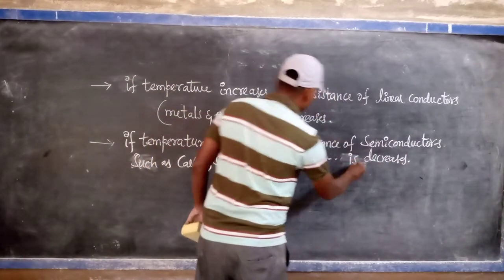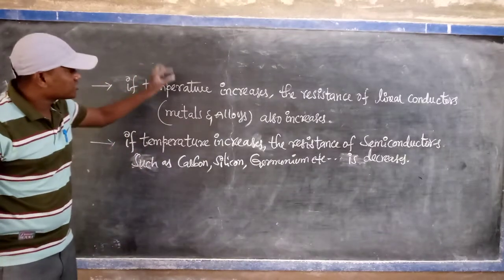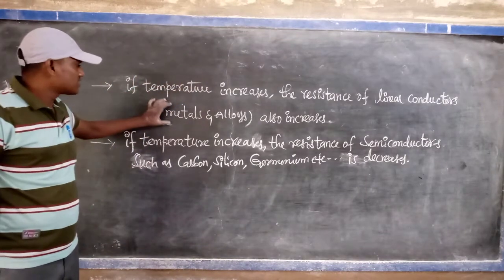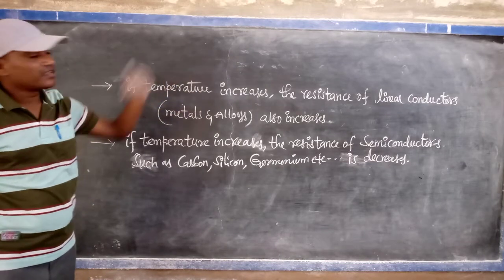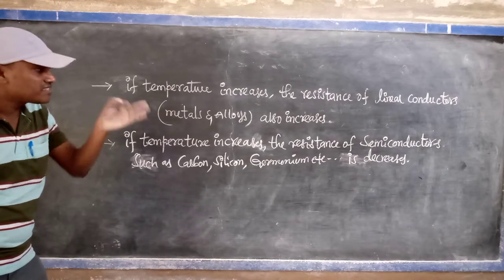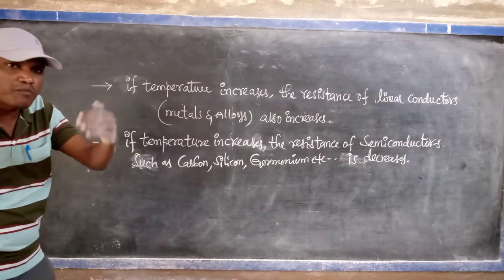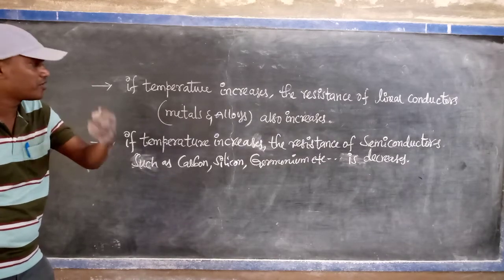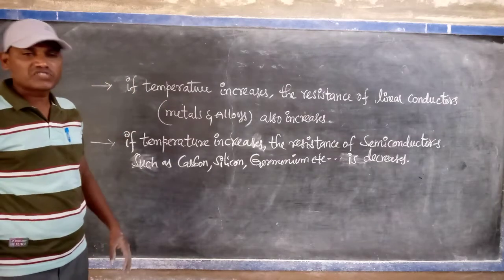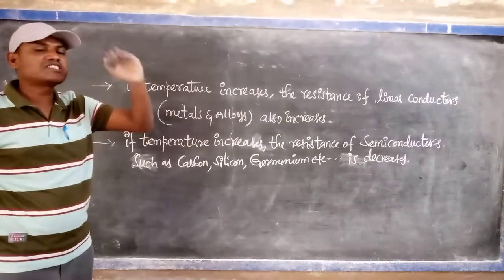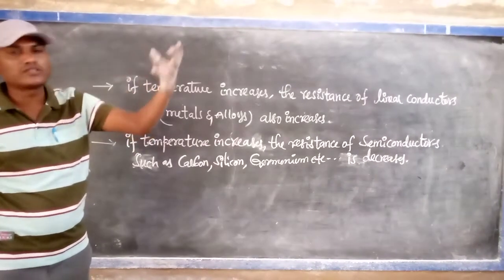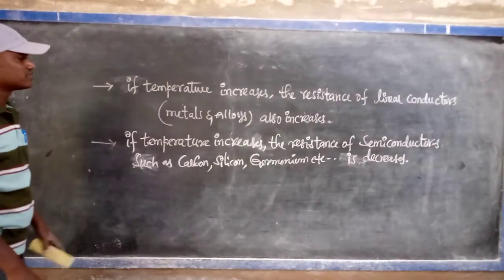So, if temperature increases, the resistance of linear conductors such as metals and alloys increases. But if temperature increases, the resistance of semiconductors such as carbon, silicon, germanium decreases. That's the point: when the temperature increases, the semiconductors' resistance decreases and they allow the current very easily.